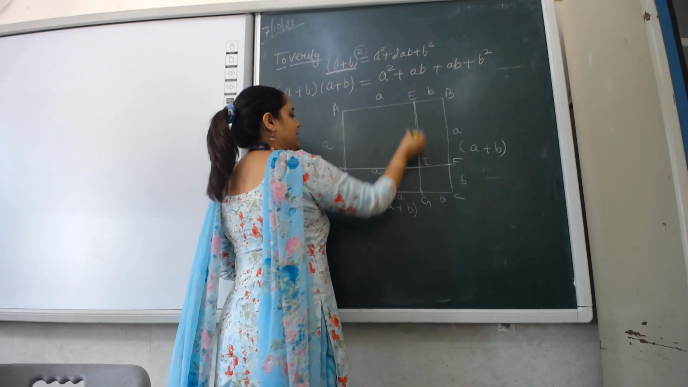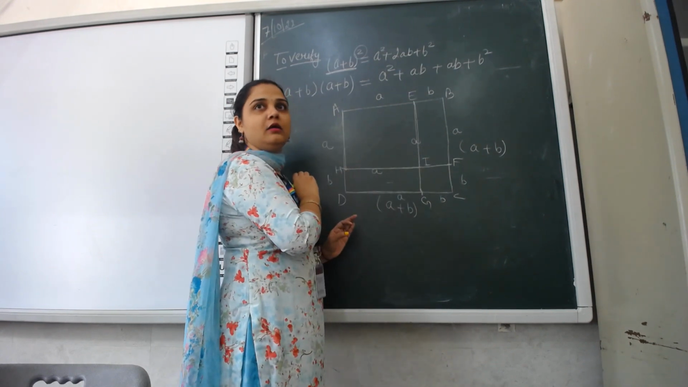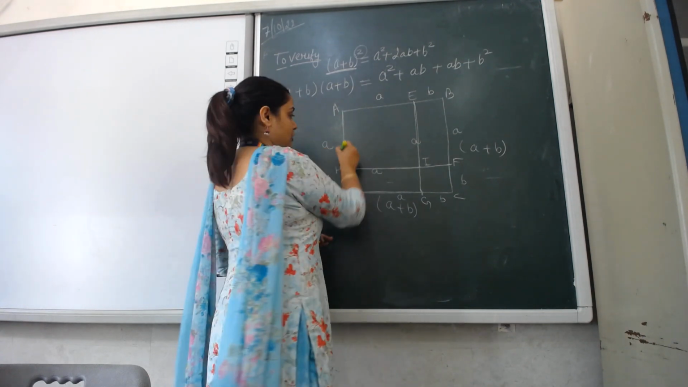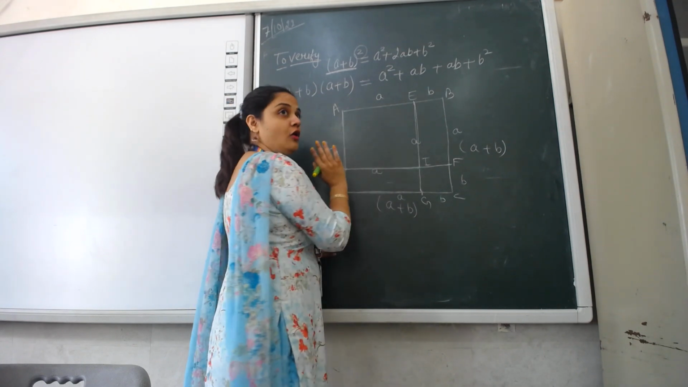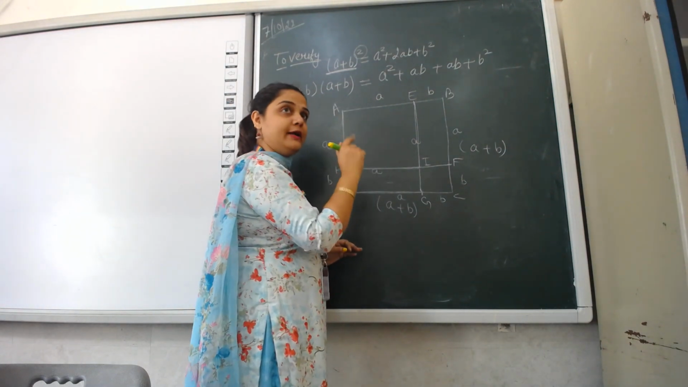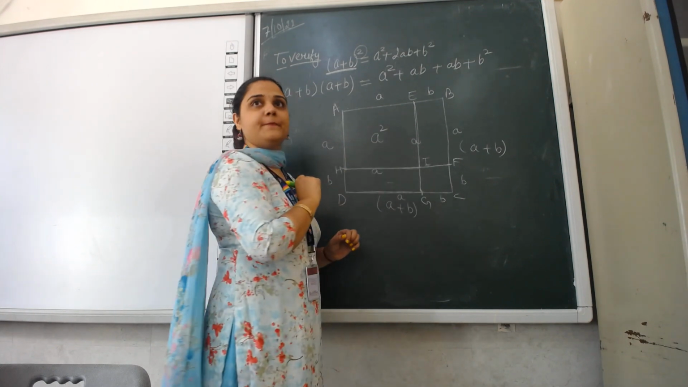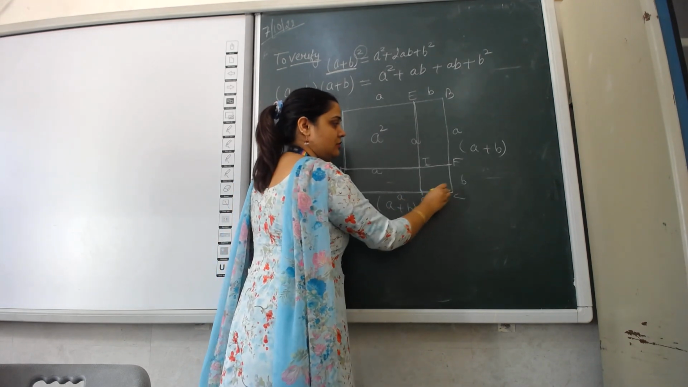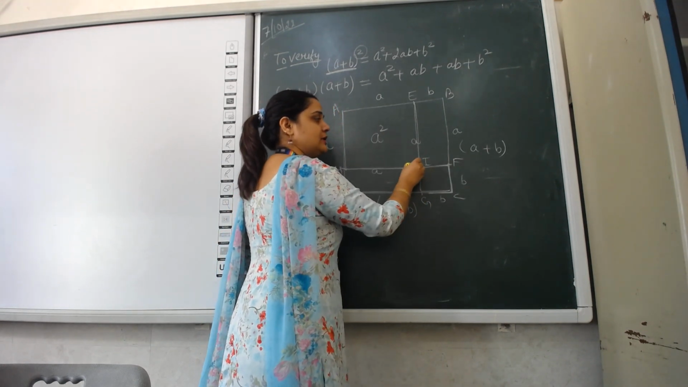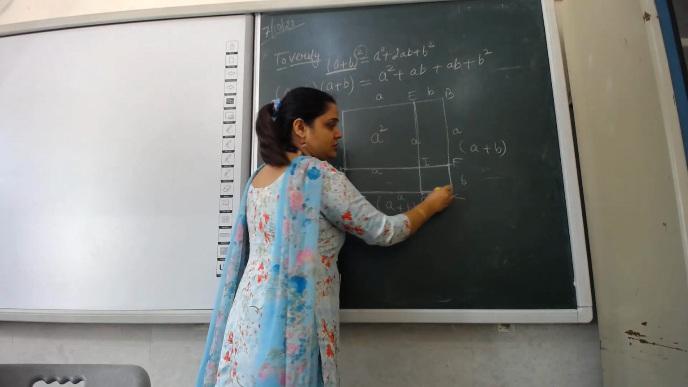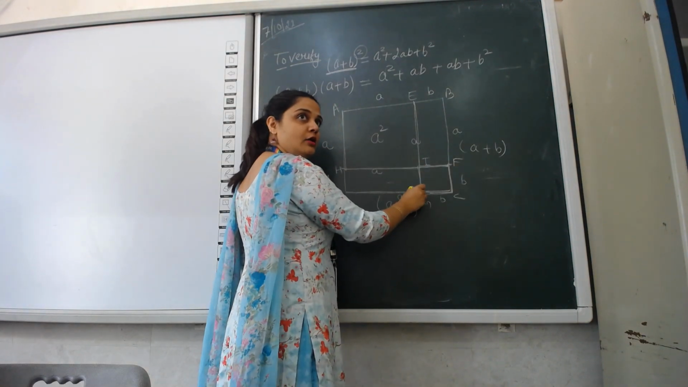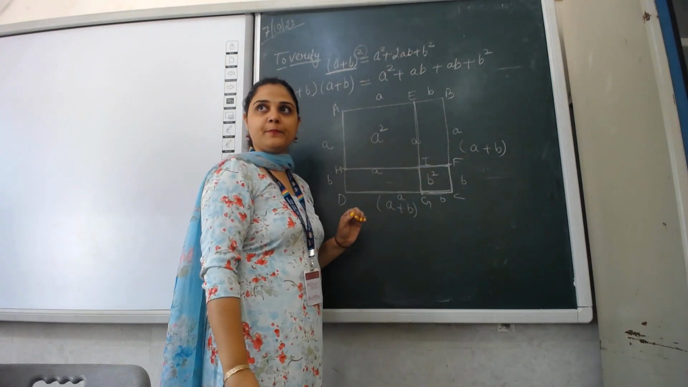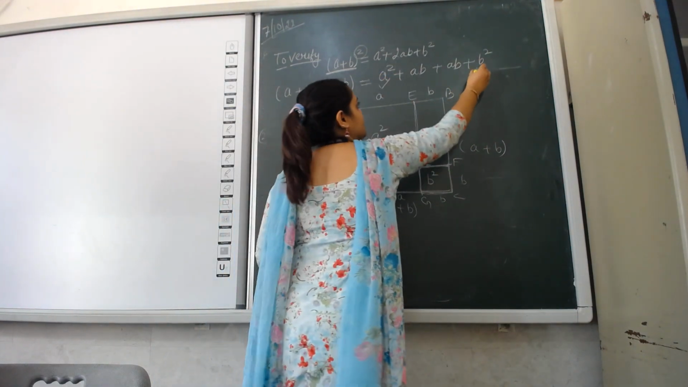So what is AEIH representing? जोर से बोलो. Square of side a. a, a, a, a. All sides are equal. So this is a square of side a. So can I call it a²? Yes? Yes. Similarly, come to this. What is this length? b. This is b, and this is also b. So this is also a square of side b. That means this FCGI is representing b². I got a², I got b².